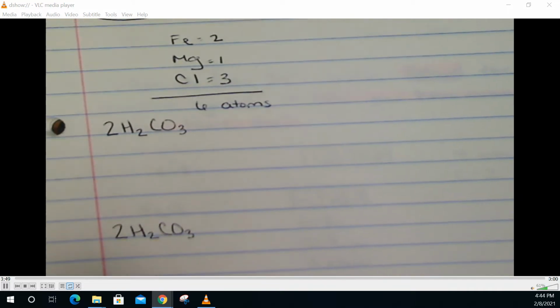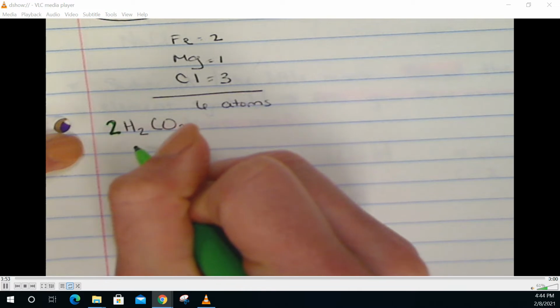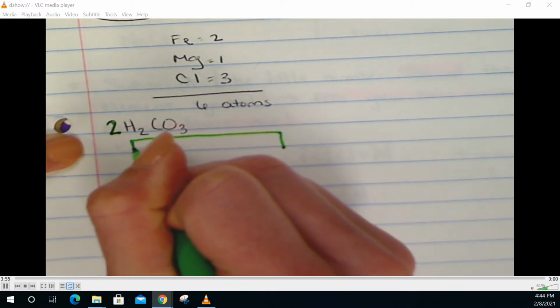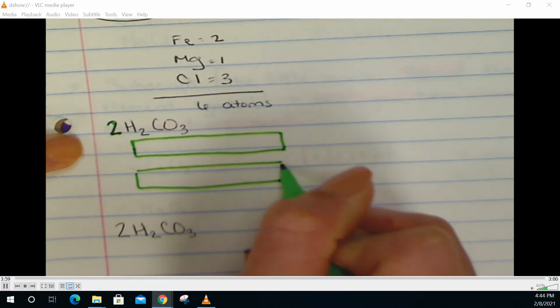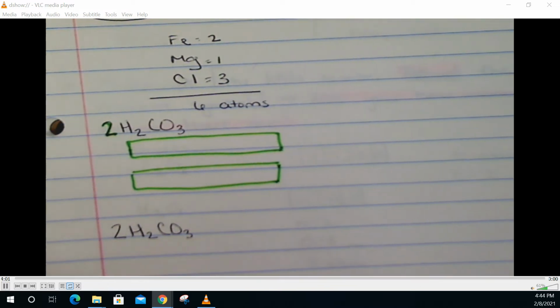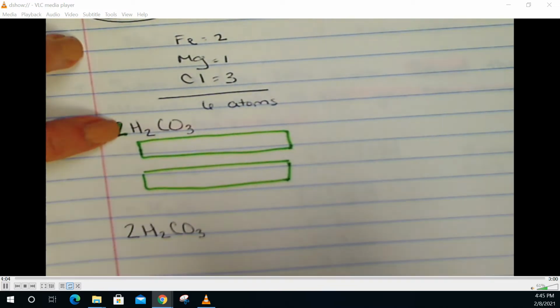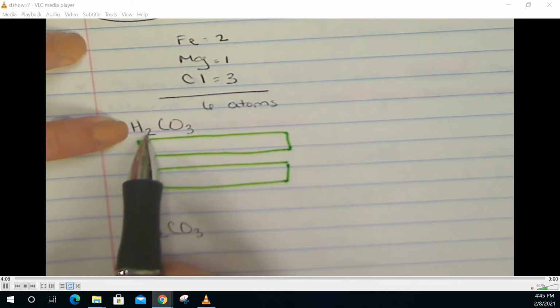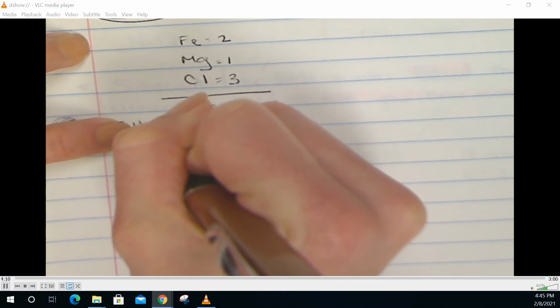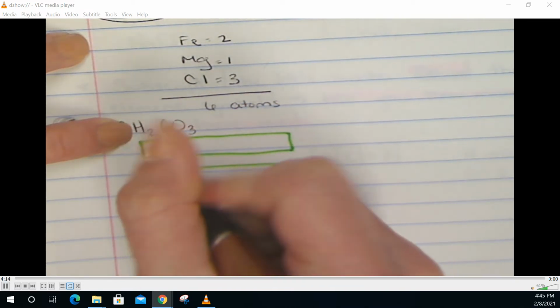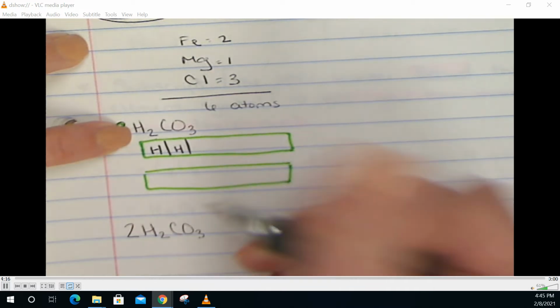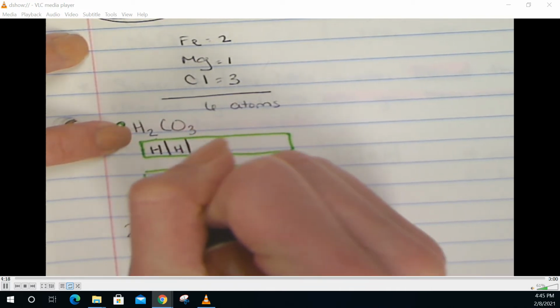Again, the drawing method. That 2 represents 2 molecules, so I would draw 2 blocks. So 1 block, 2 block. And then from there, you kind of just dive in and you look at each element. So I have hydrogen, and that 2 lets me know that I should have 2 hydrogen atoms in each one, because we have 2 molecules of whatever this is. And they'll look exactly the same.